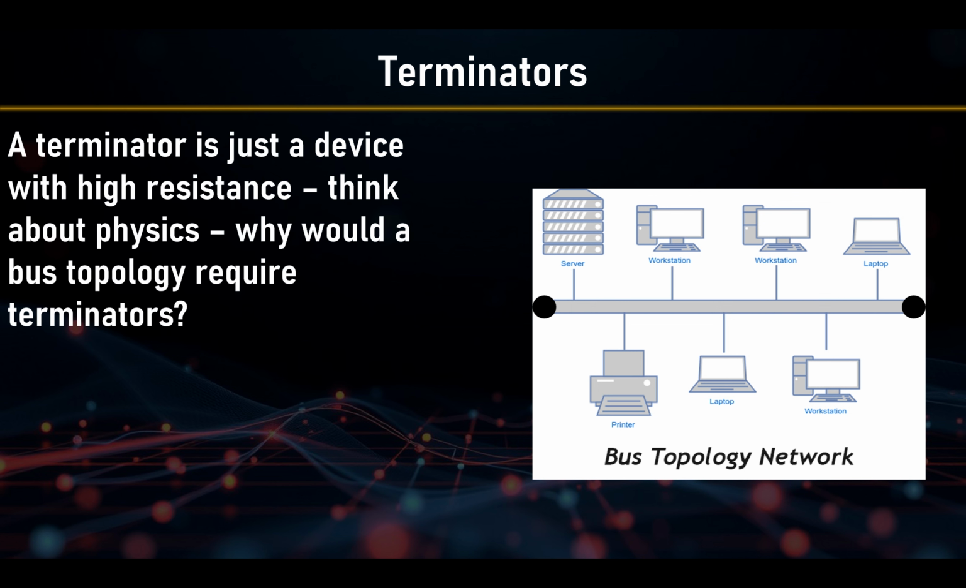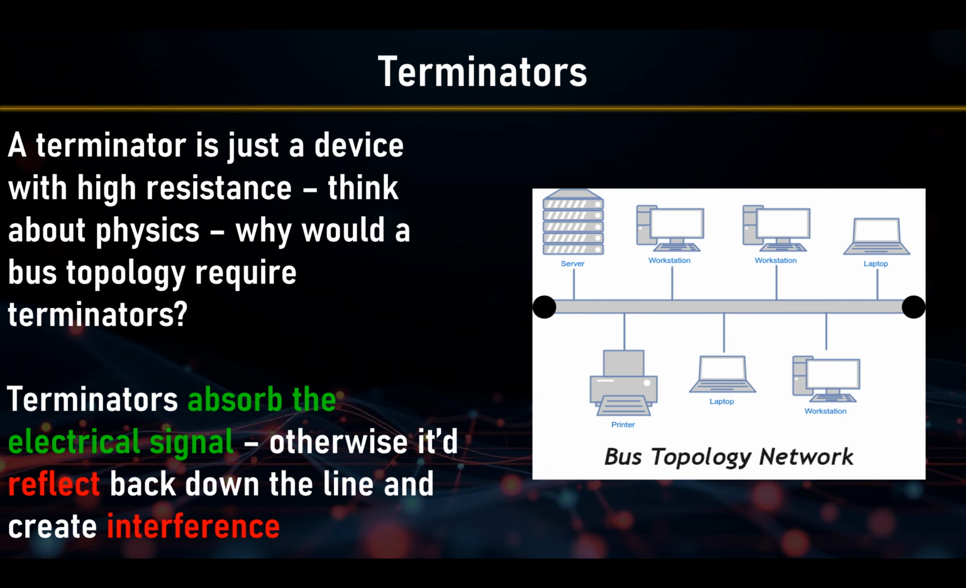And we said terminators are just a device with high resistance. Again, the reason for this is that it's going to absorb the electrical signal, otherwise it's going to reflect back down the line and create interference.